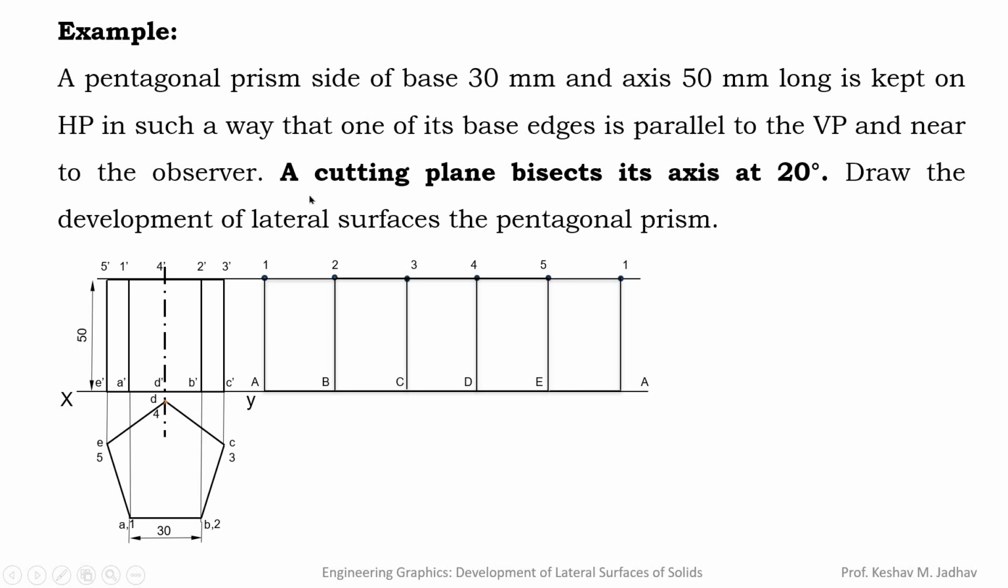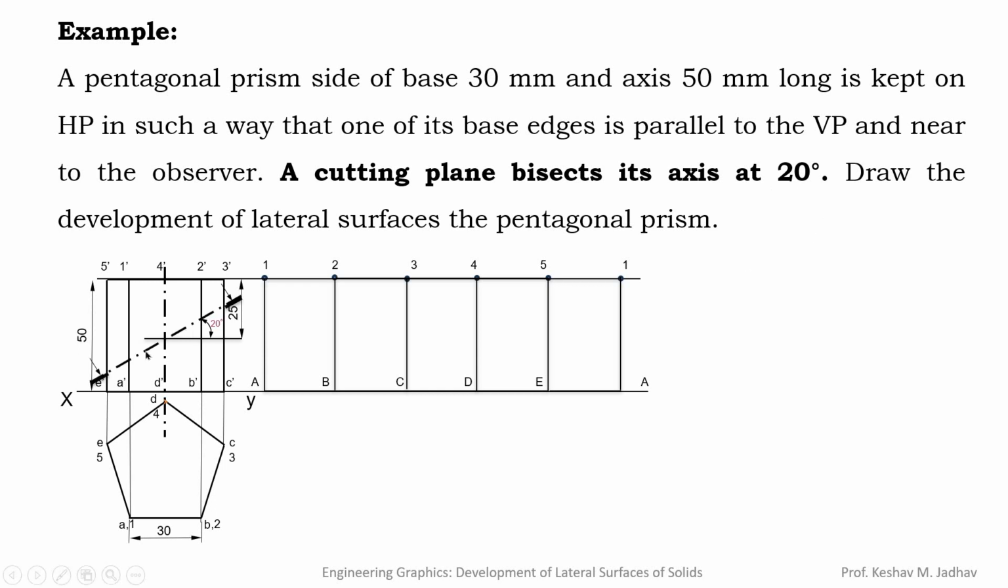So this is not a simple prism. A cutting plane bisects its axis at 20 degrees. So this is the axis of the prism, and the height of this axis is 50. It is bisected by the cutting plane, meaning at the middle of this axis we can draw that cutting plane. So we can measure 25 mm distance and locate the midpoint of the axis, and from this midpoint we can draw a cutting plane at 20 degree inclination.